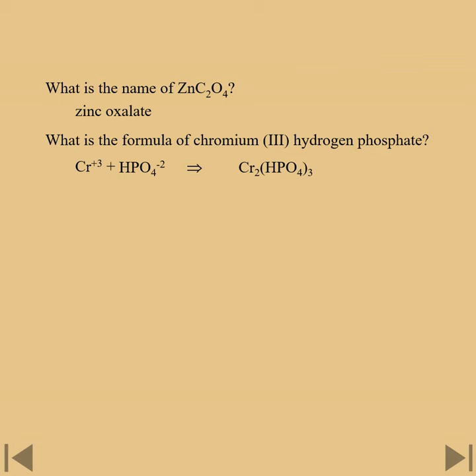Using those bonding numbers, we get the formula Cr2(HPO4)3. Again, bonding number 3, bonding number 2, the least common multiple is 6, as positive 6. There's your 2 chromiums. It is balanced by negative 6. There's your 3 hydrogen phosphates.